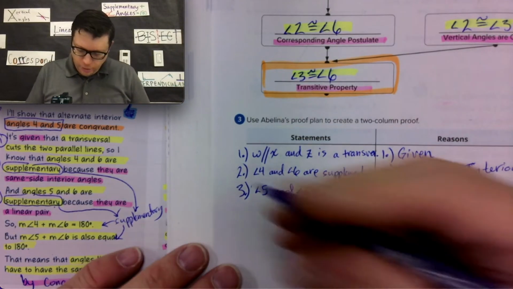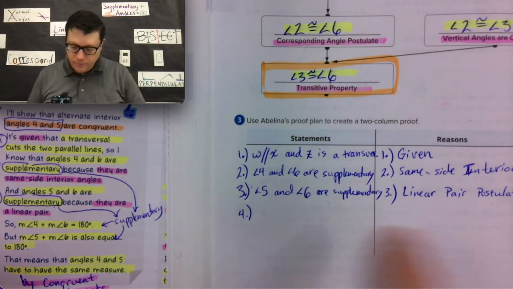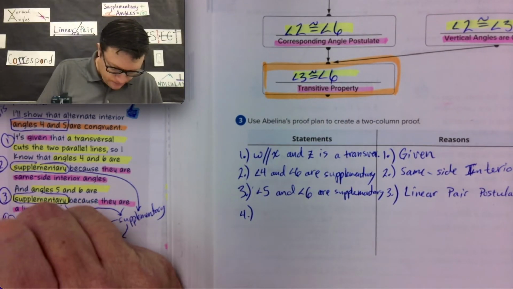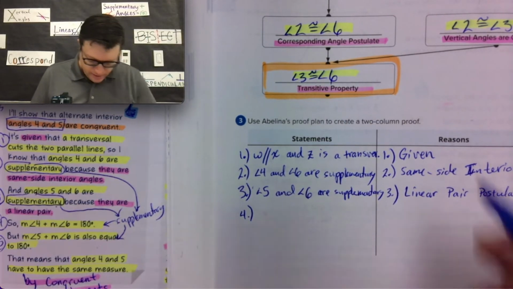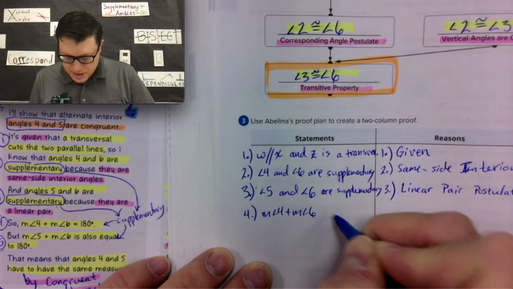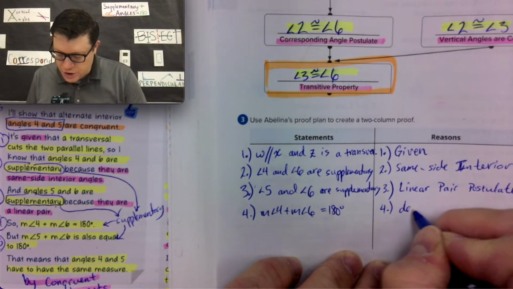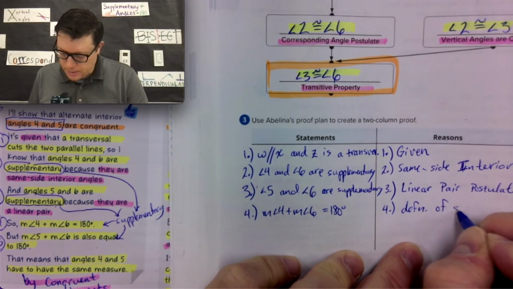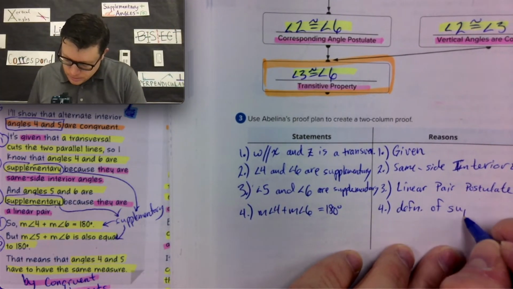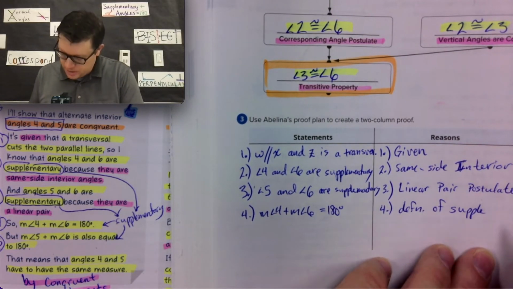All right, number 4. Okay, so I'm looking down at the list here. If we have the fact that 4 and 6 are supplementary, then here we go, 4 and also 5. So we're going to write it out. The measure of angle 4 plus the measure of angle 6 equals 180 degrees. Literally, this is by the definition of supplementary, right? That's what it means. Supplementary means they add up to 180 degrees. So then write the sentence where they add up to 180 degrees.